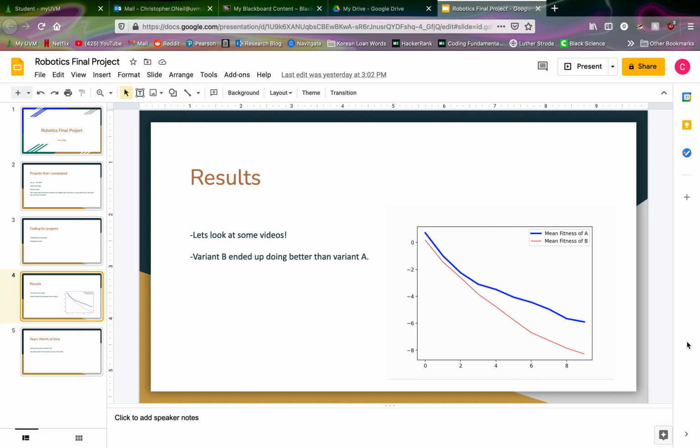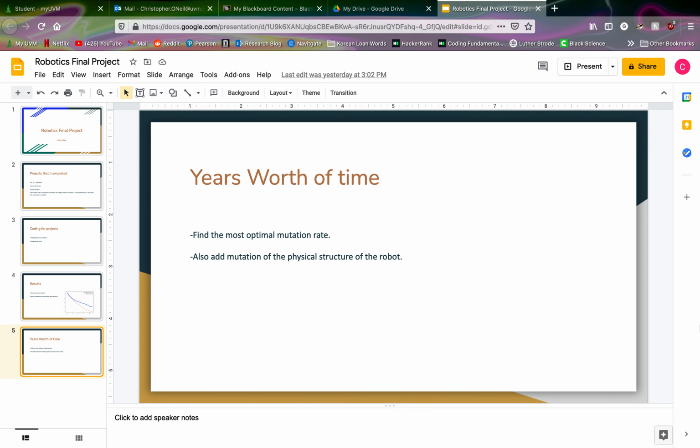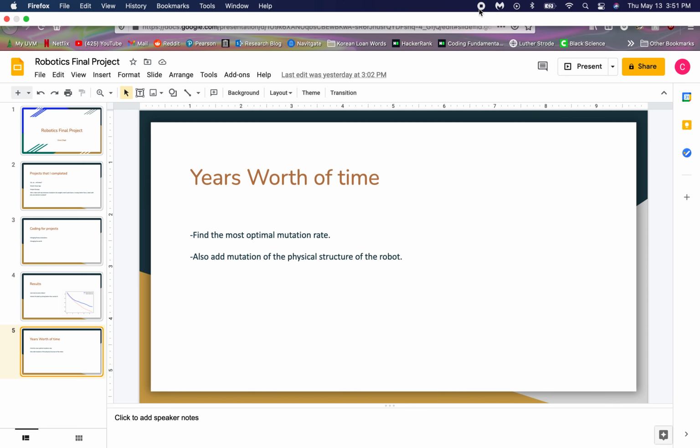And this could be because, over time, the impact of the extra mutated weights is compounding, so eventually the robot has more to evolve with. So if I had a year's worth of time, I would try to find the optimal mutation rate, and I would also change the physical structure of the robot with that optimal mutation rate.